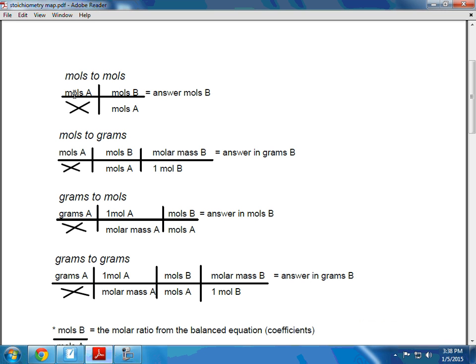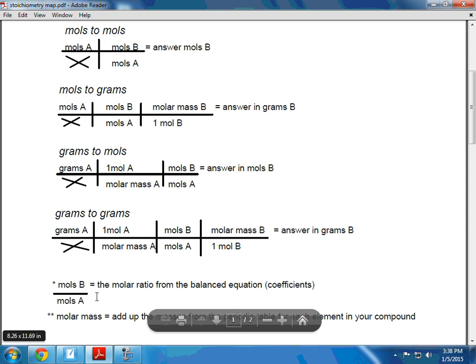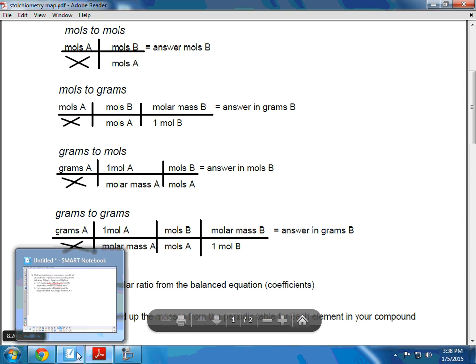So we're going to take moles of substance A and put it on top of the first box. We're going to look at our chemical reaction and see how many moles of A we have, and then put that on bottom. And on top of that, we're going to put moles of B, whatever our second substance is. You look down here where it has the asterisk, it says if we have moles B over moles A, this means the molar ratio from the balanced equation, our coefficients.